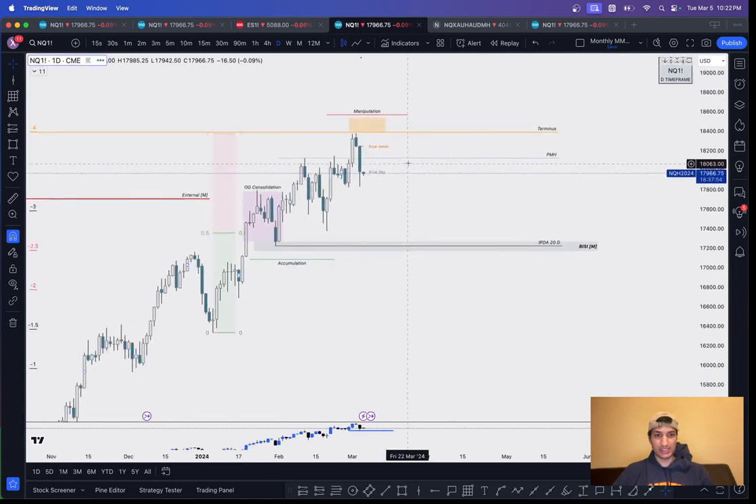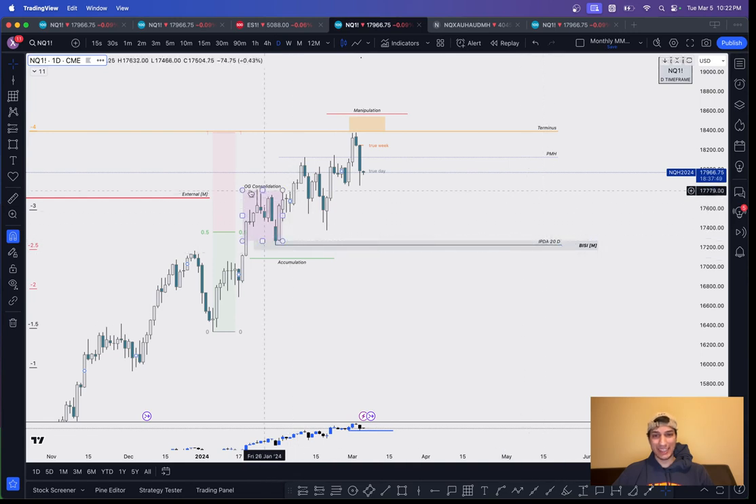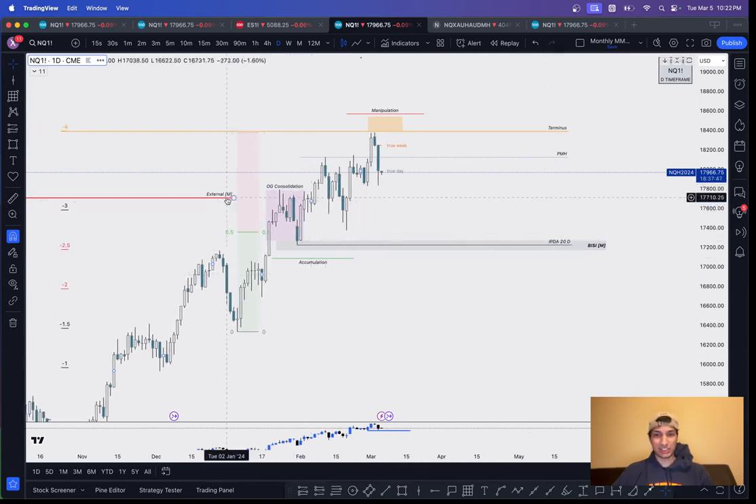Right. I want to see us come back into these IPDA 20-day lows and this monthly inefficiency, which really nicely contains this daily consolidation, right? External on the monthly to internal on the monthly. That's kind of where my thoughts are at.